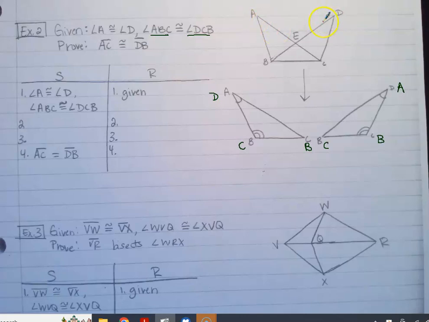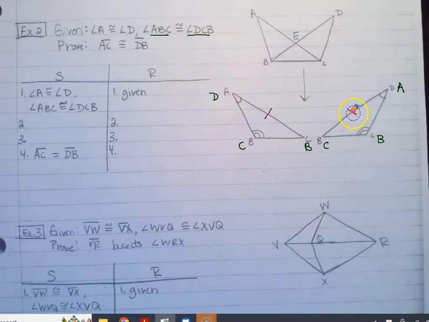AC and DB. That's what we want to prove. But is there any side right now that we can show are congruent? AB, because it's a side between two angles. Okay, so can we prove AC is congruent to DB? Wait, no. CB and BC? Yeah, because it's the same. Yeah, there we go.